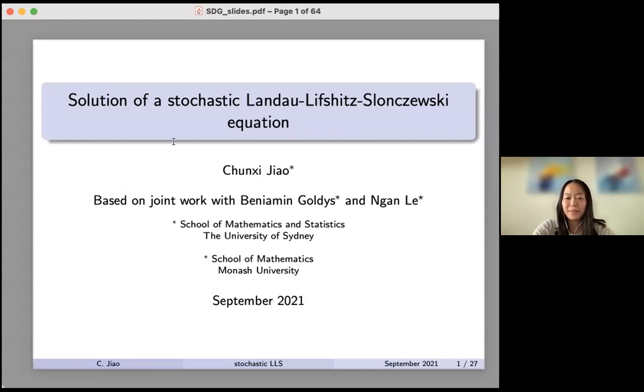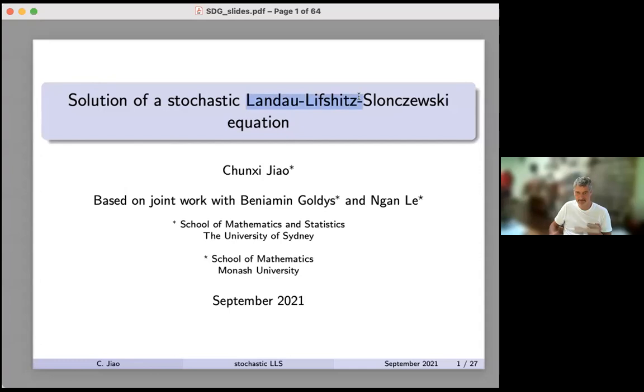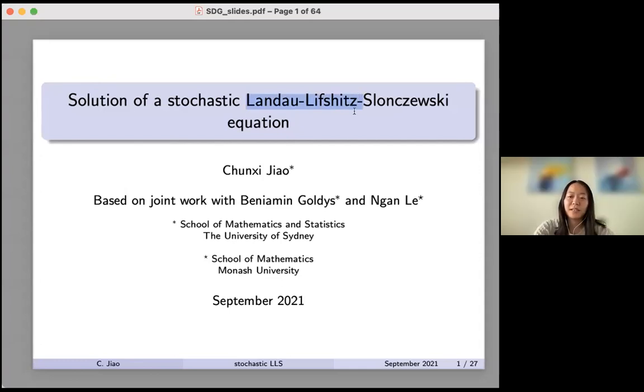It is based on joint work with Ben from our school, University of Sydney, and Megan from School of Mathematics, Monash University. Landau-Lifshitz equations are classic in describing the dynamics of magnetization in solid crystals.